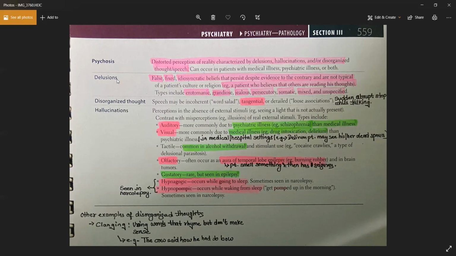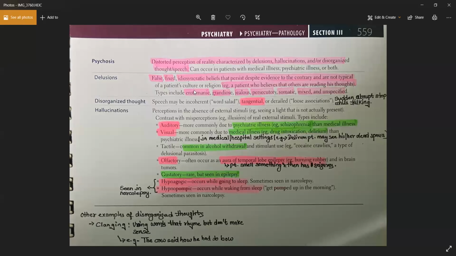Like they will think that someone is planning their murder, or some factory is planting a toxin in their farm. No matter how much evidence, you can install cameras, you can do everything to prove that the patient is wrong, but they won't believe that evidence. They still hold their fixed beliefs. They may accuse their partner of being unfaithful, and no matter how much evidence the partner gives, they still don't believe it. These are idiosyncratic beliefs that persist despite evidence to the contrary. A patient who believes that others are reading his thoughts still believes that no matter what evidence you give.